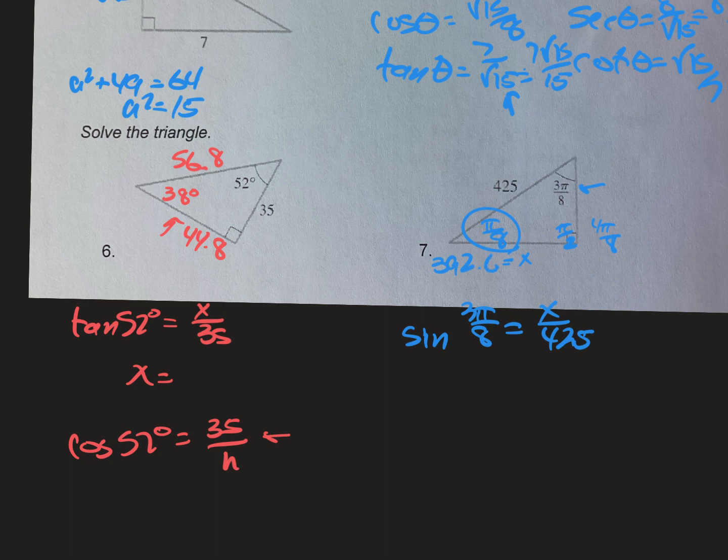Then I'm going to use the same angle, except I'm going to go cosine 3 pi over 8 because I'm looking for adjacent now. So I'm going to do the adjacent side, make that be x this time, over hypotenuse 425. So I'm going to punch that in real quick. And I'm getting 162.6 on that one. Hope that's good.